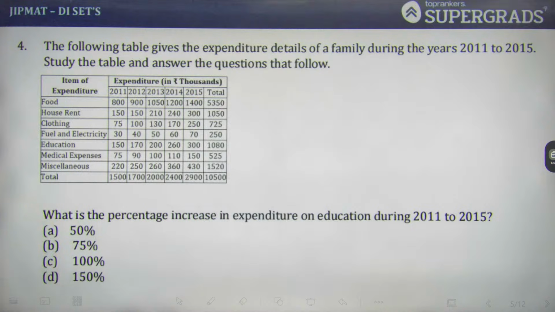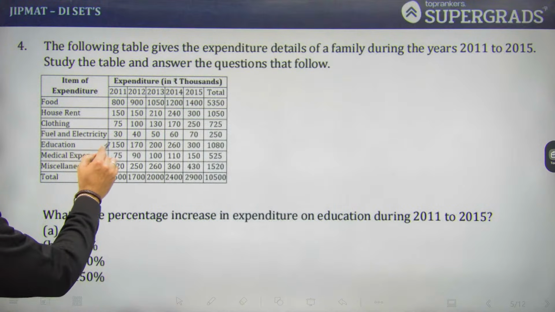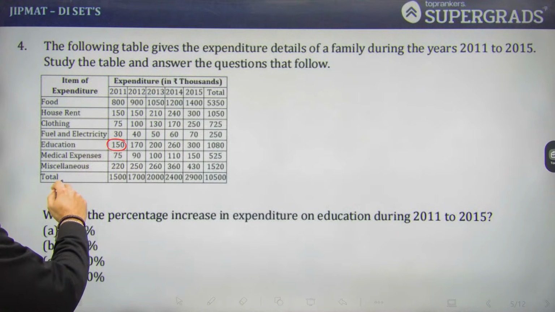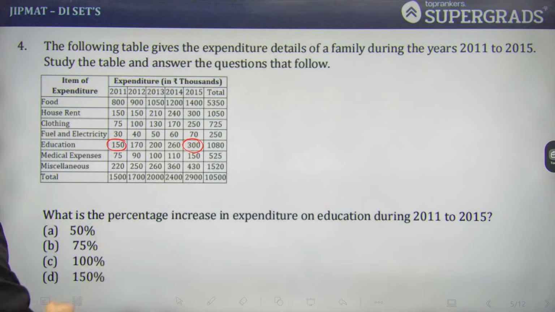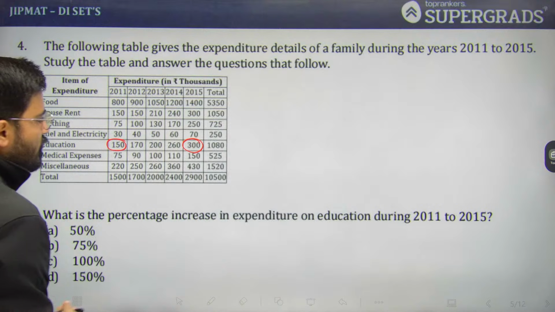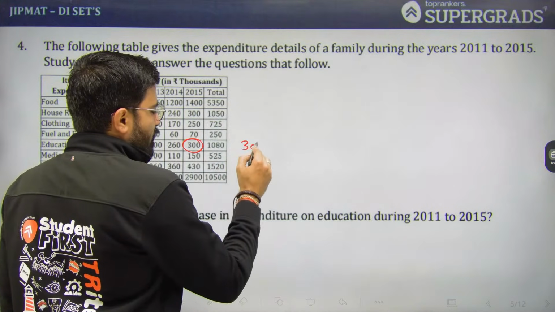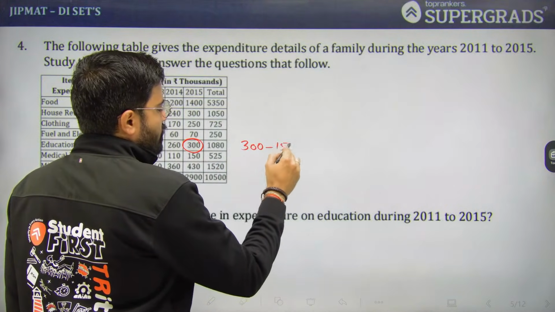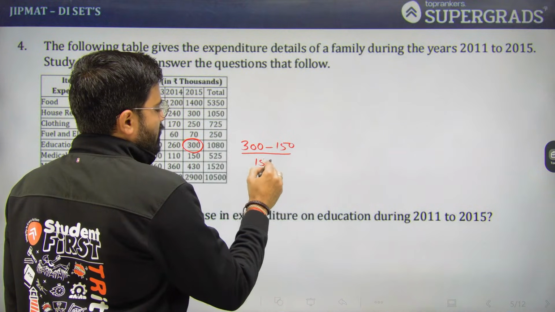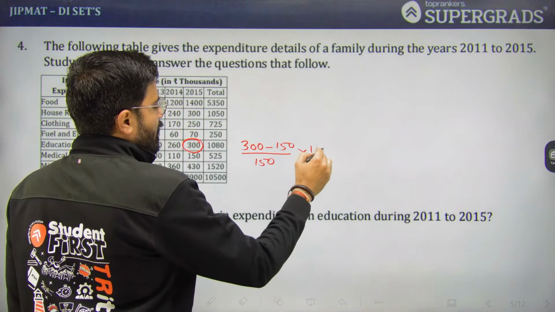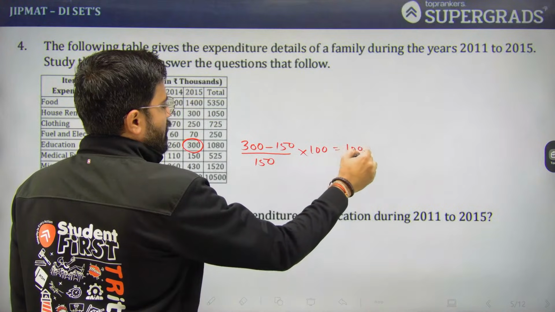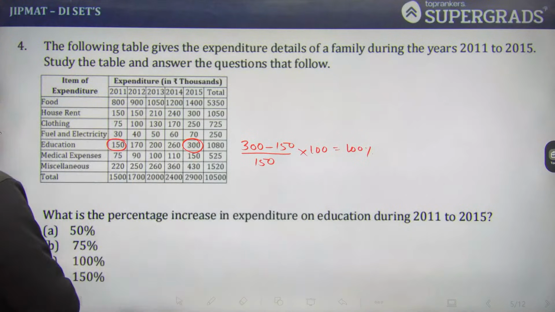Okay, what is the percentage increase in the expenditure on education during 2011 to 2015? So we are talking about education and this is 2015. What is the percentage increase? Final value is 300 minus initial value is 150 over initial value multiplied by 100, and from here you get 100% increase. The answer is C.